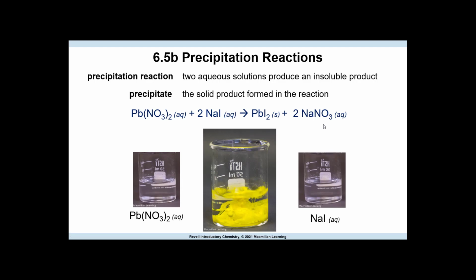So the solid product formed in the reaction is the precipitate. In the equation above, the precipitate is indicated by the S notation, and it will always have an S if it's a solid after the chemical formula. Compounds that remain in solution will always have an AQ attached to them.